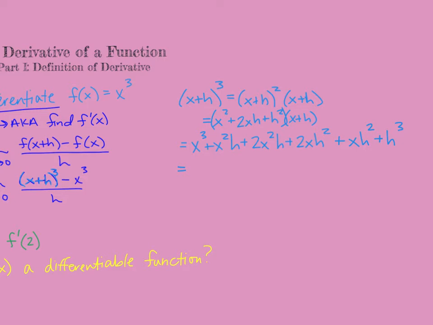Combining like terms, we have 2x squared h and we have a 1x squared h. Then we have 2xh squareds and 1xh squared. So we end up having an x cubed, 3x squared h's, another 3xh squareds, and then an h cubed.